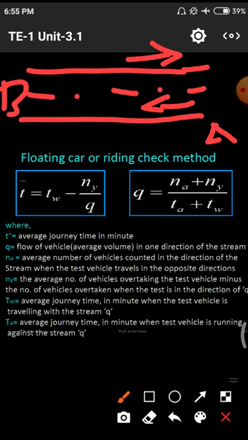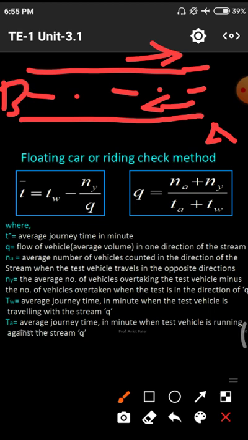Next one is TW, the time associated with the working time. That means the average journey time in a particular minute when the test vehicle is traveling with a stream Q, where Q is the total stream of vehicles. TW is the average journey time while we are moving from point to point over the total distance covered. That gives TW, total working time.